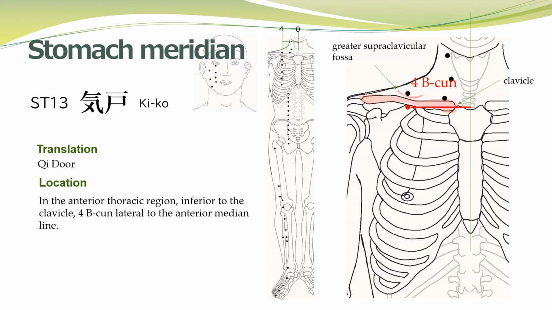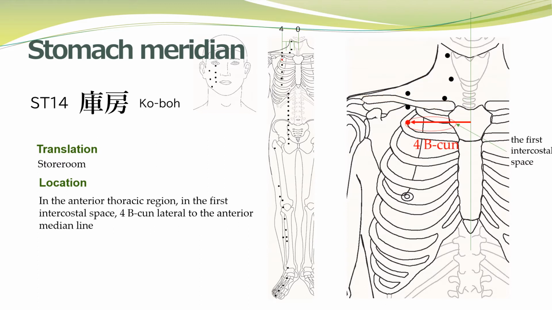ST13. Chi door. In the anterior thoracic region, inferior to the clavicle, 4 fcun lateral to the anterior median line. ST14. Storeroom. In the anterior thoracic region, in the first intercostal space, 4 fcun lateral to the anterior median line.